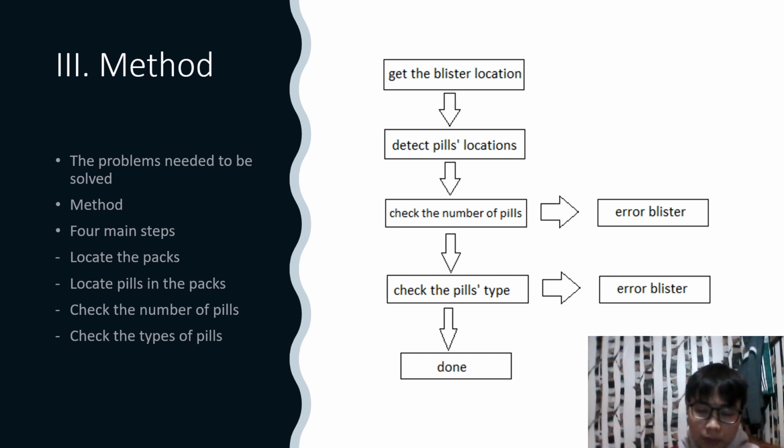If the blister pack is full, we also check the types of pills in the pack. If there are different types of pills in the blister pack, it is an error. And if not, everything is done.